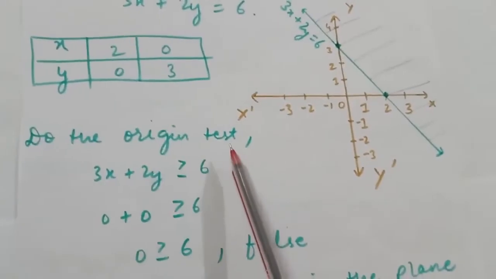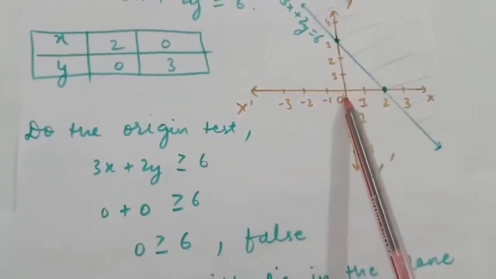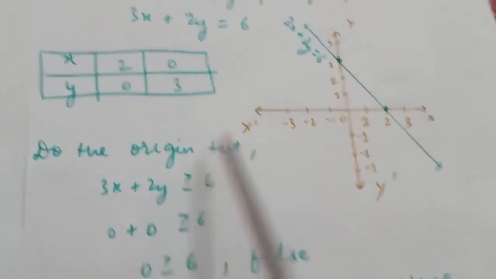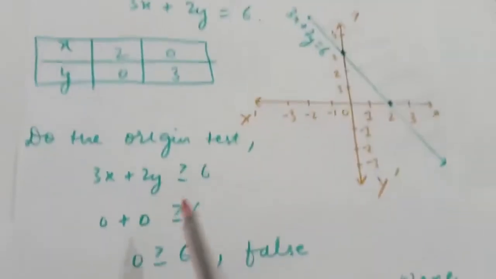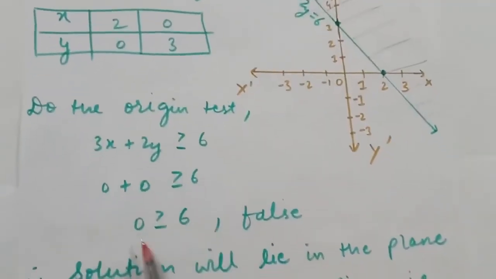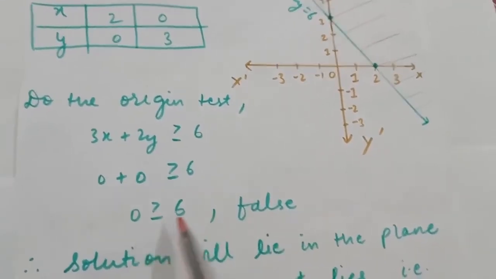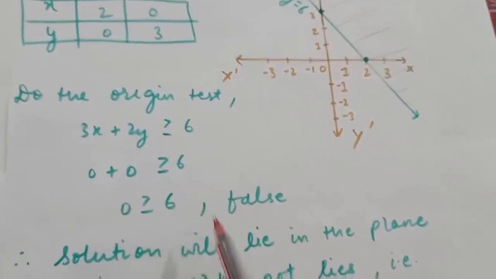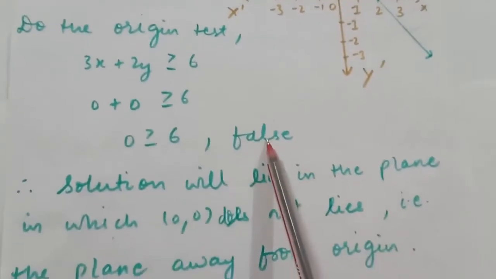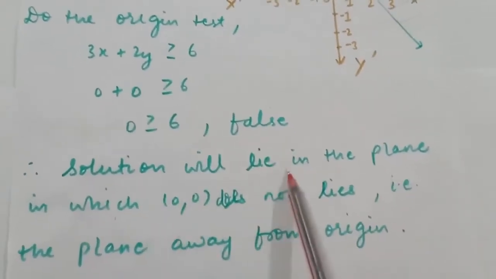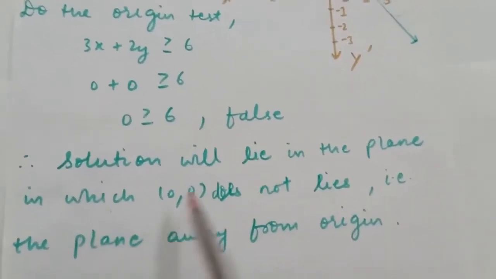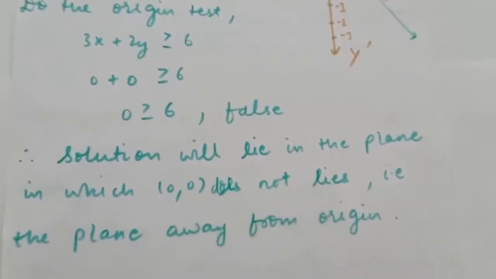Now we will do the origin test. Take (0, 0) and put it in this given inequality. When you put it, you will get 0 greater than or equal to 6, which is false. 0 is not greater than 6, neither equal to. Therefore, the statement is false. So the solution will lie in the plane in which (0, 0) does not lie.